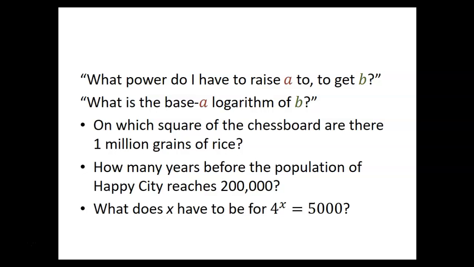Relating to some of the examples we were looking at last time, you could ask questions like, on which square of the chessboard are there 1 million grains of rice? What does x have to be so that 2 to the x power is 1 million? How many years before the population of Happy City reaches 200,000? What does x have to be before 100,000 times 1.03 to the x power equals 200,000? Or just 1.03 to the x equals 2? Or just, what does x have to be for 4 to the x to equal 5,000? Those are all the kinds of questions that we use logarithms to answer.